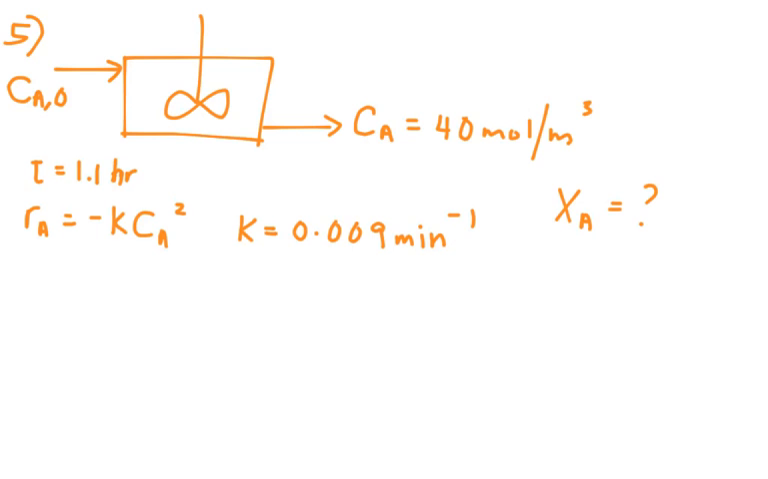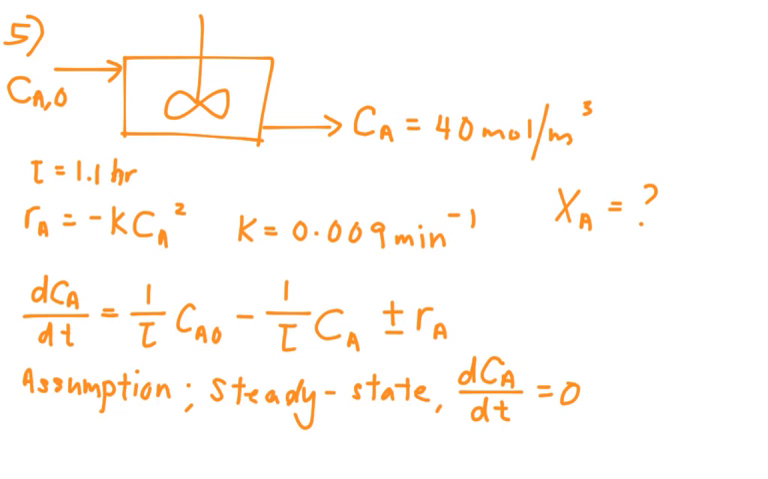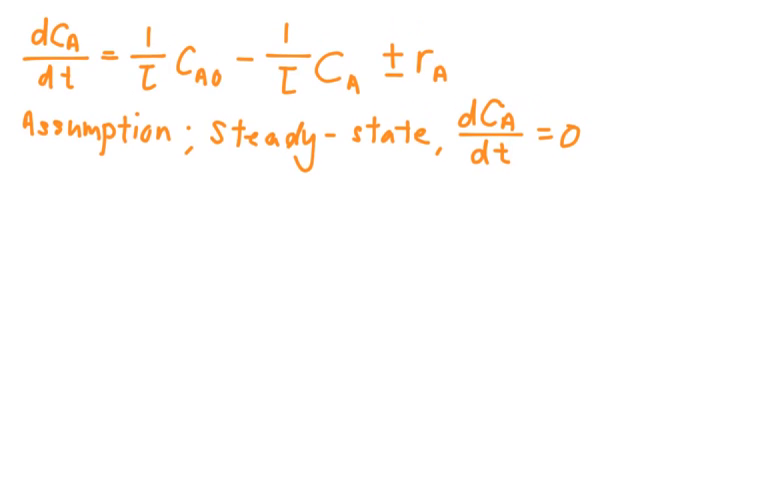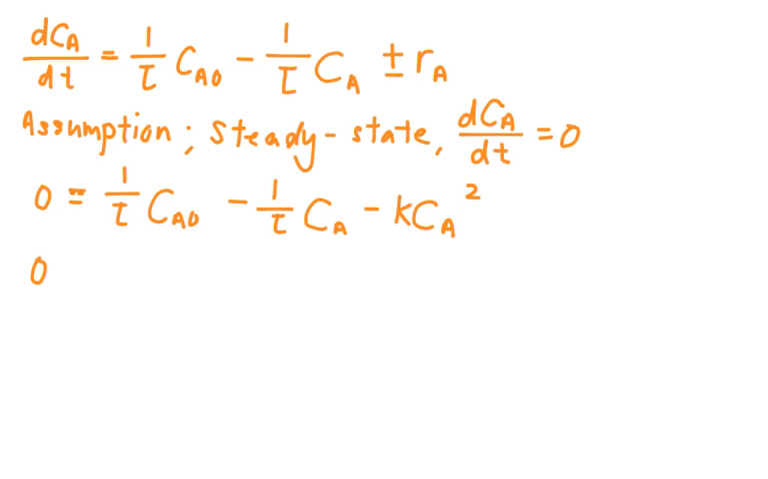So similarly, you have to first set up your mass balance equation. With your basic mass balance equation and your appropriate assumptions at steady state, where dCA/dt equals 0, you can then derive the equation as follows. So input all the values that were given in the question.